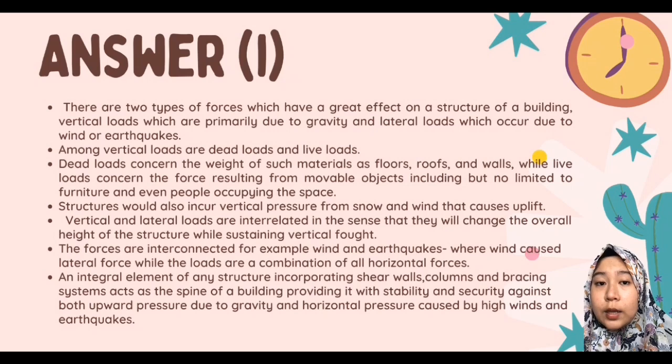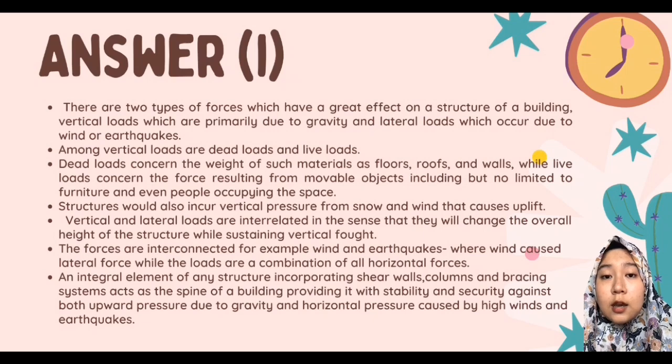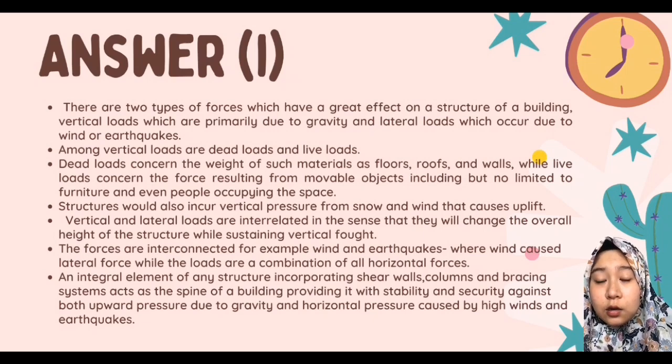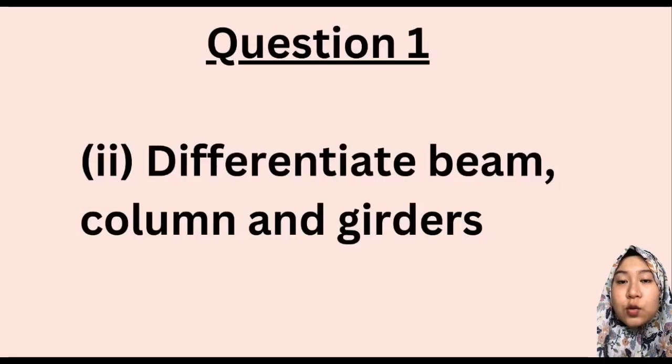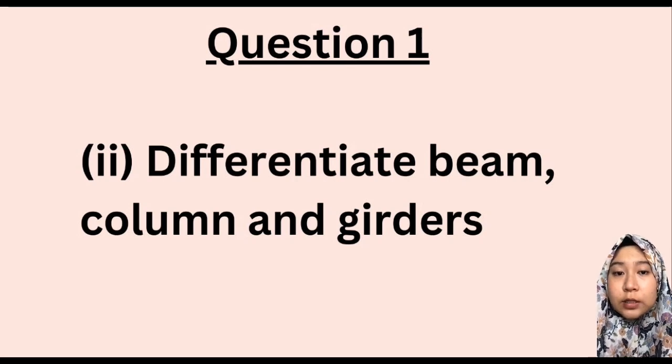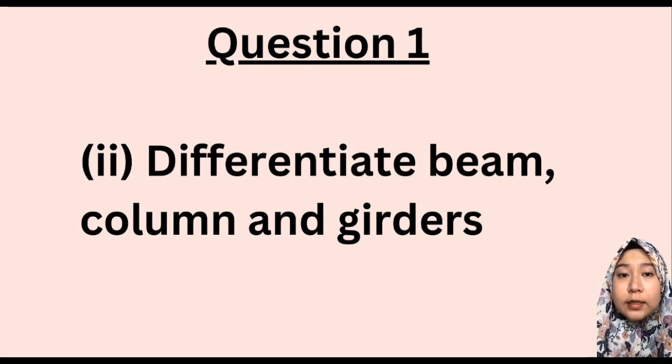For example, wind and earthquake, where wind causes lateral force while the load are a combination of all horizontal force. An integral element of any structure incorporating shear wall, column and bracing system act as the spine of a building, providing it with stability and security against upward pressure due to gravity and horizontal pressure caused by high wind and earthquake. This is question 1 for part 2: differentiate beam, column and girder.